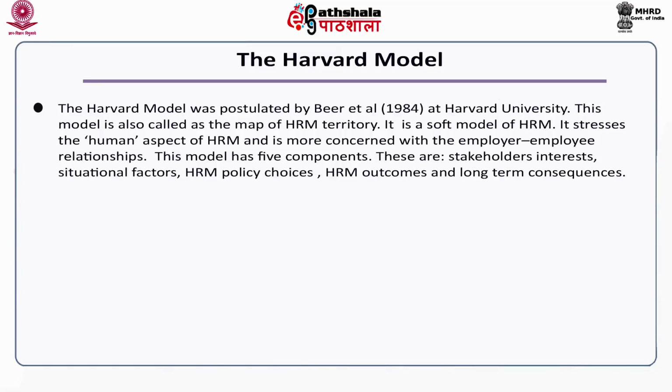This model is also called the map of the HRM territory. It is a soft model of HRM. It stresses the human aspect of HRM and is more concerned with the employer-employee relationships. This model has 5 components. These are stakeholders' interests, situational factors, HRM policy choices, HRM outcomes, and long-term consequences.